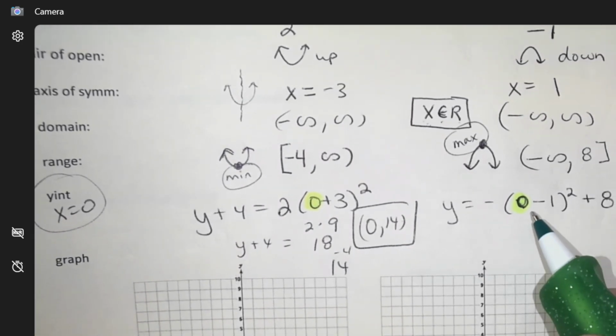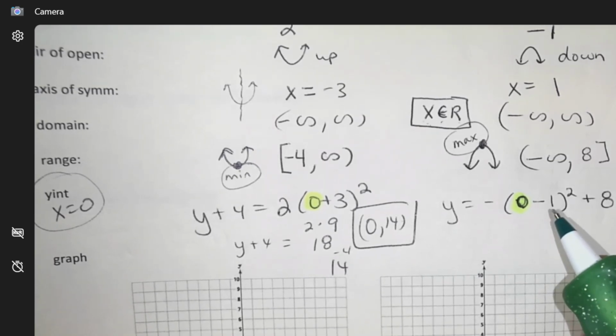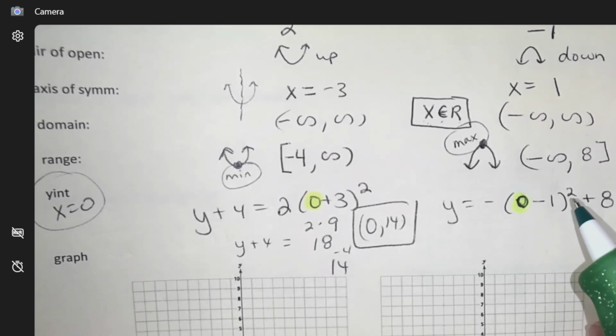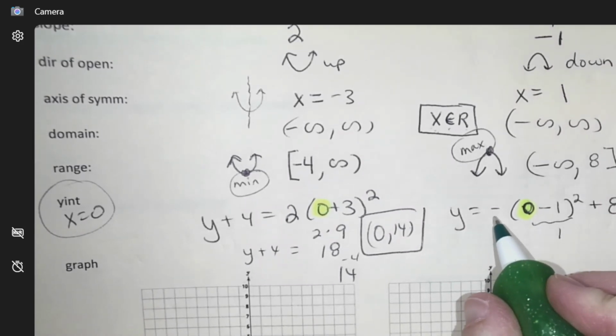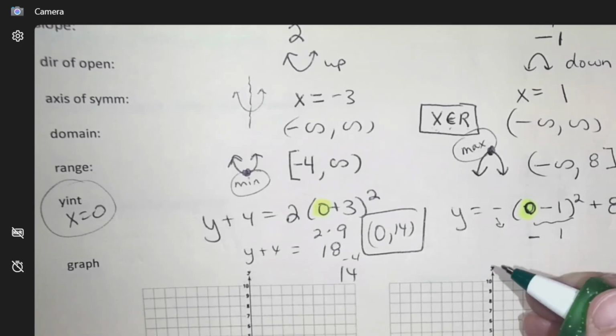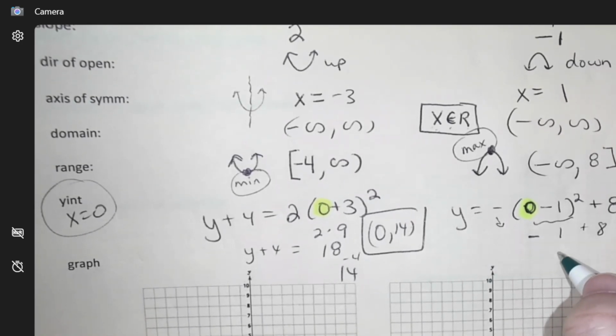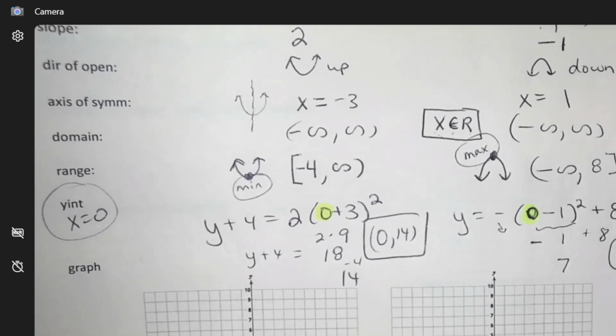BEDMAS, brackets, -1. Next would be exponents, so -1 squared is +1. But then I'd have to times it by a negative after. So I'm getting 7. So hopefully your math matched that.